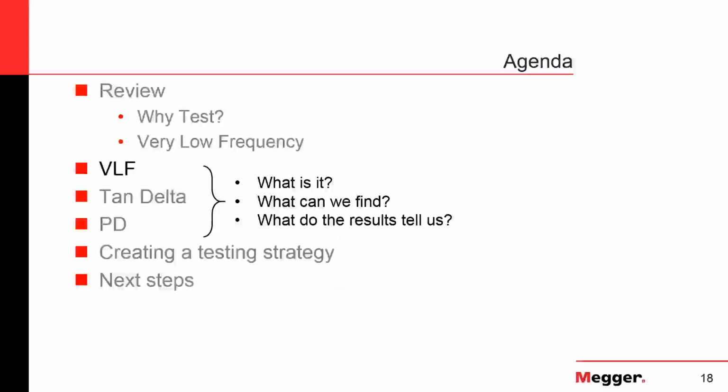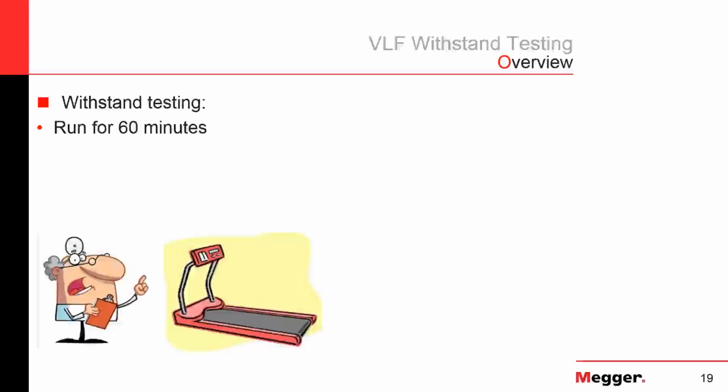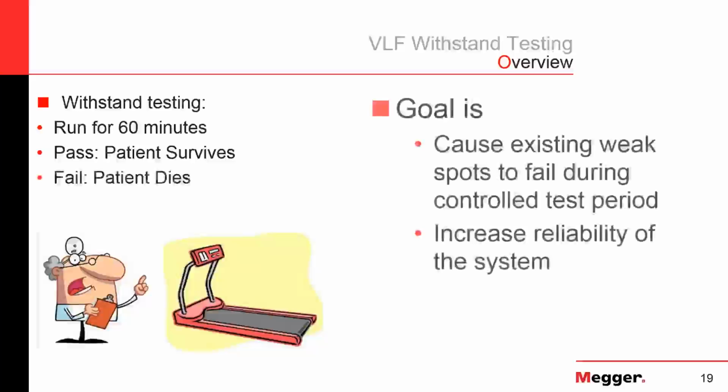So moving along to VLF testing, we'll talk about what it is, what we can find, and what the results tell us. So VLF would be like going to the doctor and he asks you to run on that treadmill for 60 minutes. If you make it to the end of that 60 minutes and you're in good shape, you pass the test. If you don't make it to the end of the 60 minutes, you fail the test. It's a go, no-go test. Very little in the way of subtleties between passing or failing the test. And the goal with this type of testing is to cause existing weak spots in the cable to fail during a controlled testing period.